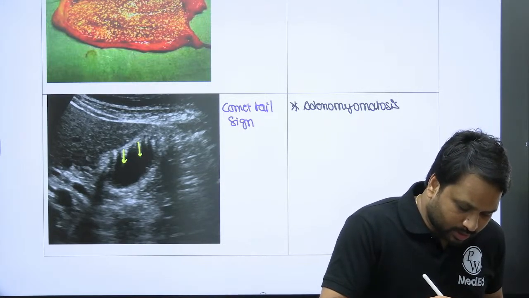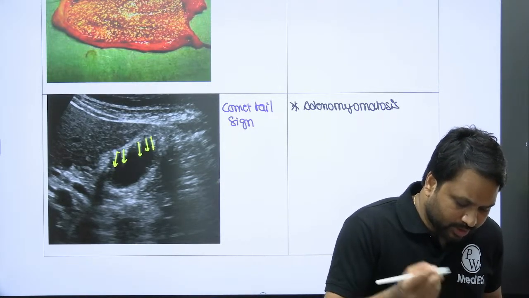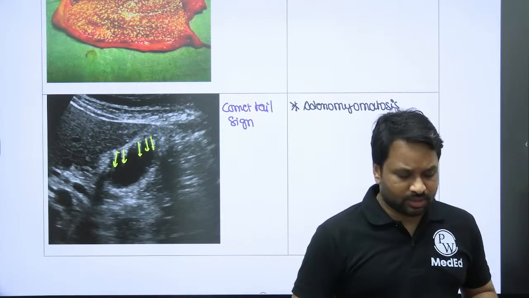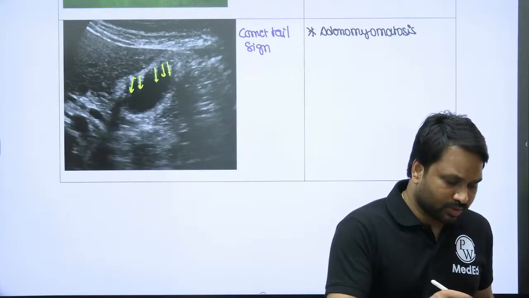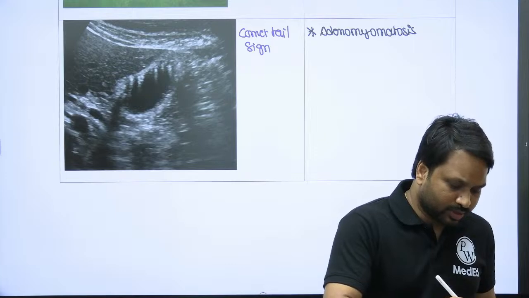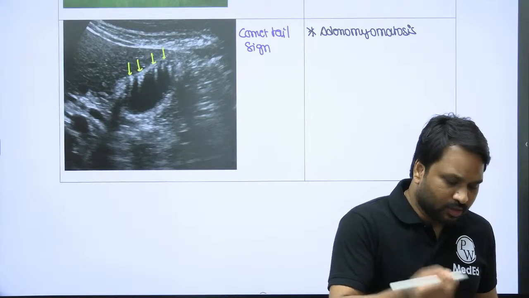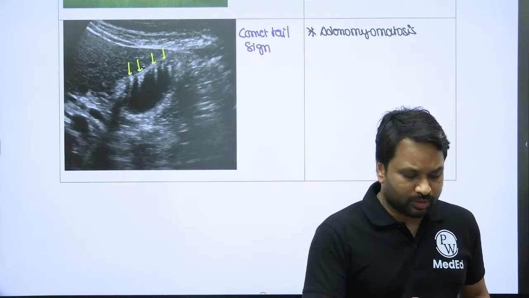You can see all these are your comet tails. The comet tail sign is your adenomyomatosis. So this is your adenomyomatosis. I can just point out here, all these are your adenomyomatosis.